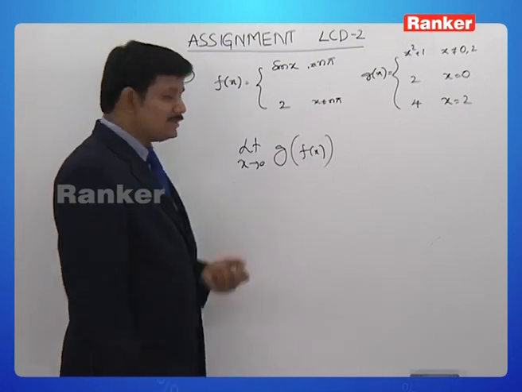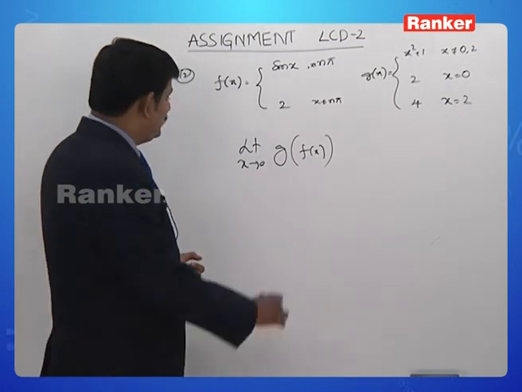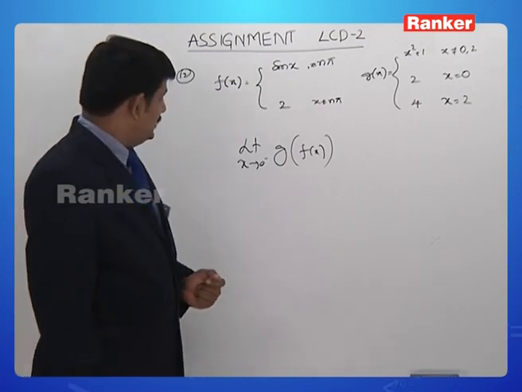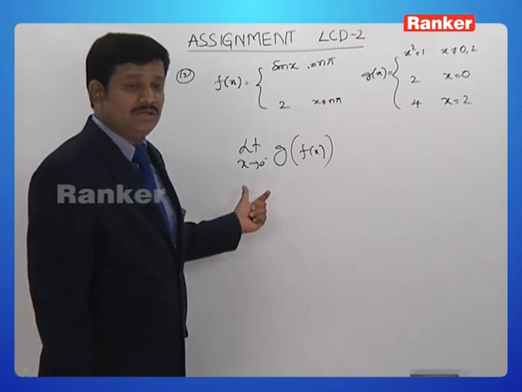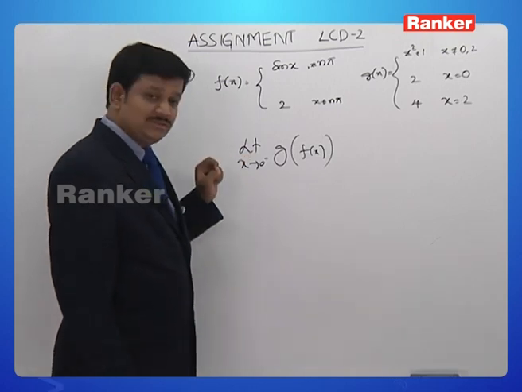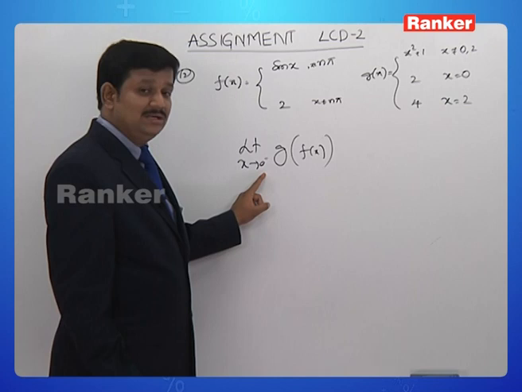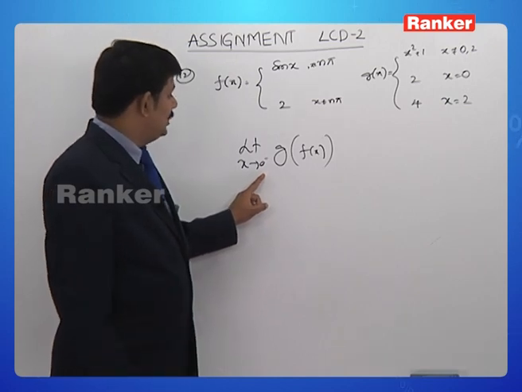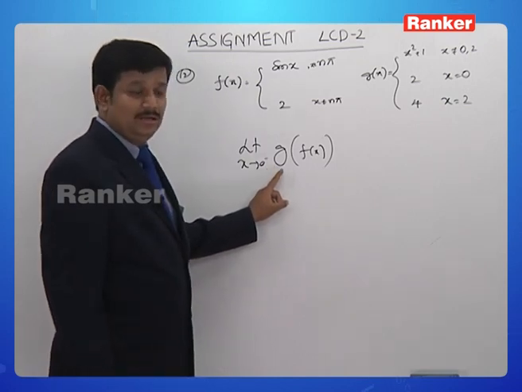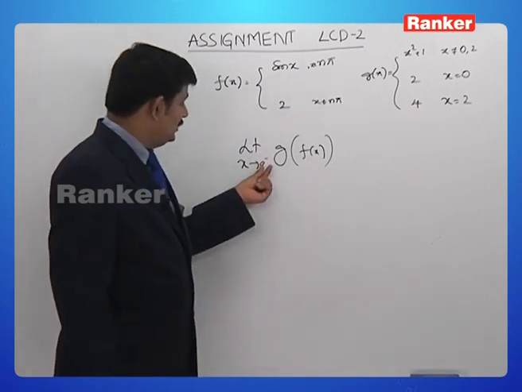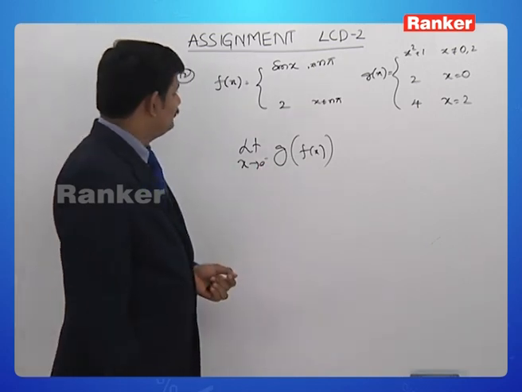So, to evaluate this limit, we have to evaluate left hand limit and right hand limit separately. Let us start the question by evaluating left hand limit. As x tends to 0 minus, that is when x is slightly less than 0, we are asked to find the value of g of f of x.